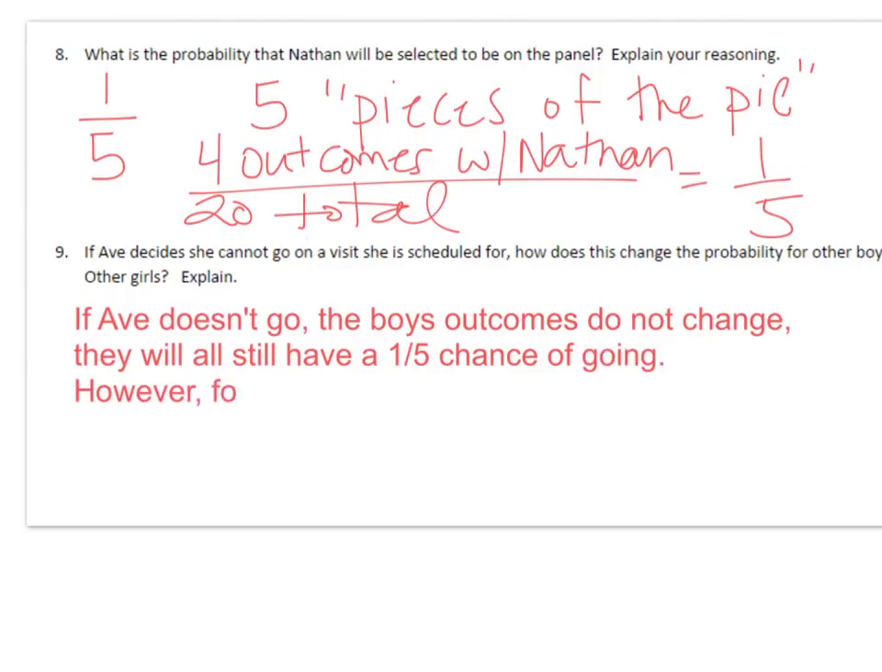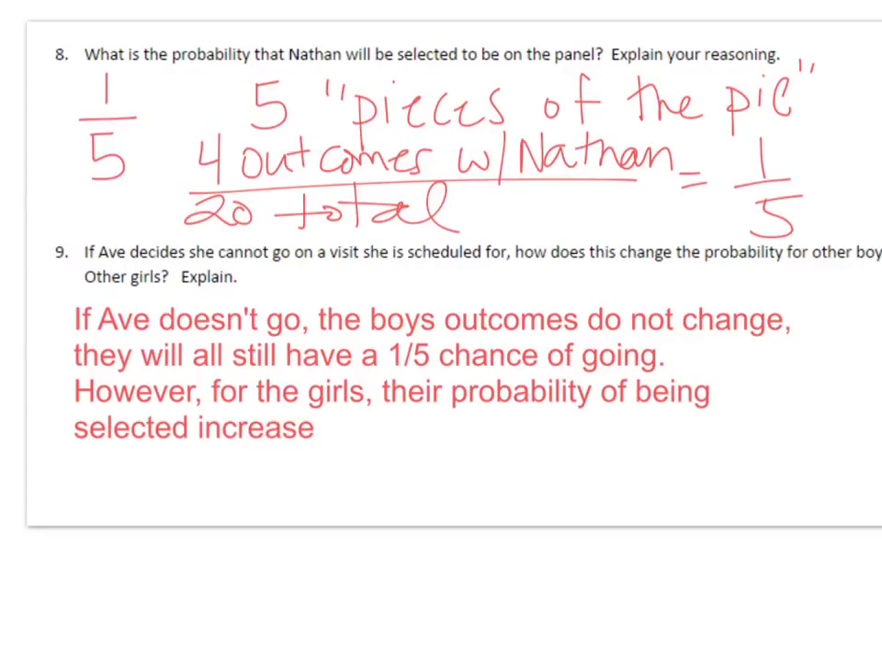However, for the girls, their probability of being selected increases to 1/3 from 1/4. Okay, so they now have a much better chance of going. So the poor boys still only have a 1 out of 5 chance of going, while the girls have a 1 out of 3 chance of going.